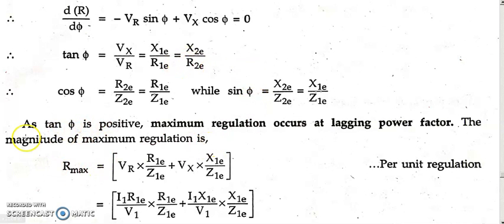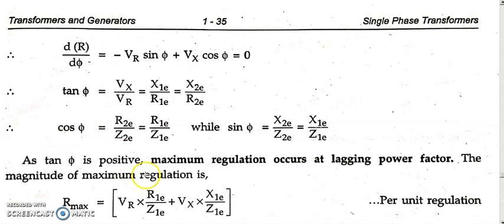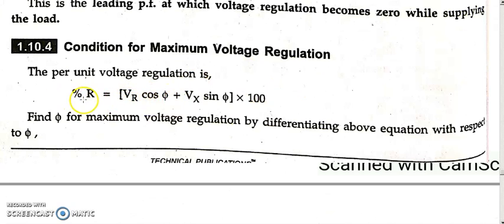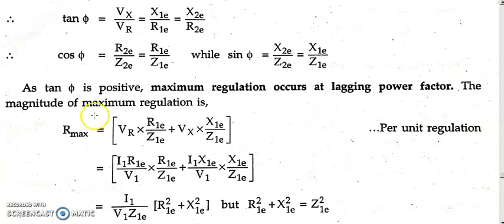So coming to this derivation, we know that tan phi is positive at lagging power factor, and again we know where maximum regulation will occur. When tan phi is equal to x2e by R2e, or when tan phi is equal to x1e by R1e, then maximum regulation will occur. So I'm going to consider this first condition. Instead of percentage R, I'm going to write R max, because we're going to find out the condition for maximum regulation. So I'm going to substitute R max there.